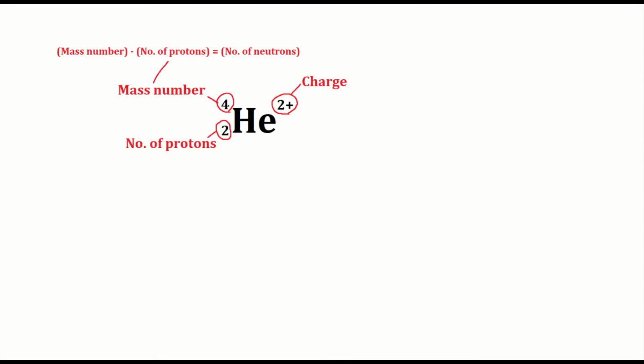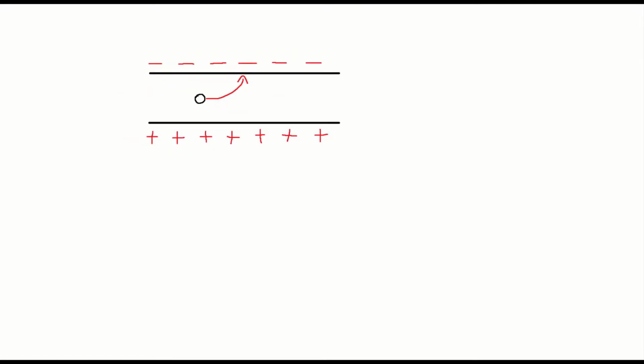Alpha radiation consists of 2 protons and 2 neutrons, making a helium nucleus, and is the most ionizing, carrying a 2+ charge, causing them to be attracted to a negatively charged plate. Alpha particles cannot penetrate many surfaces because they are too large to pass through.